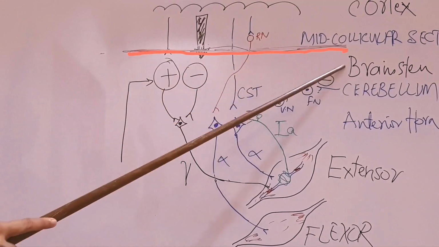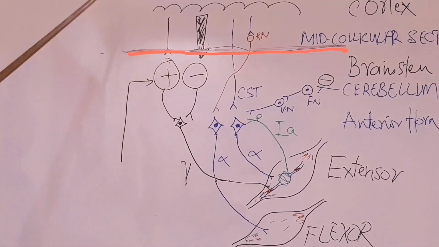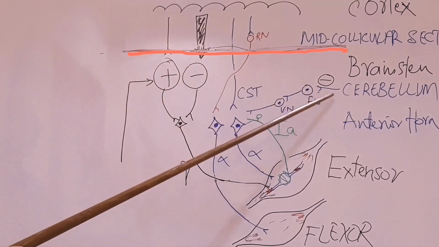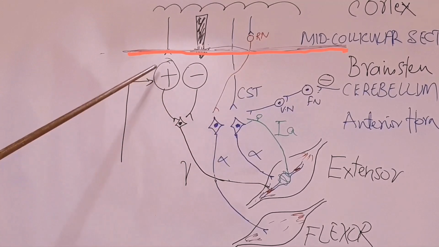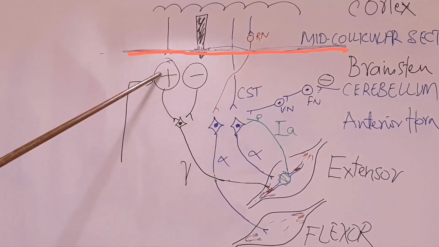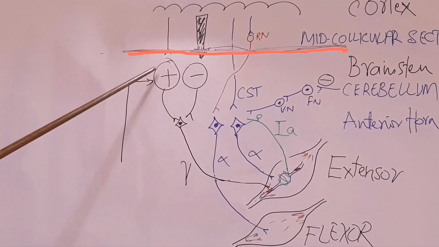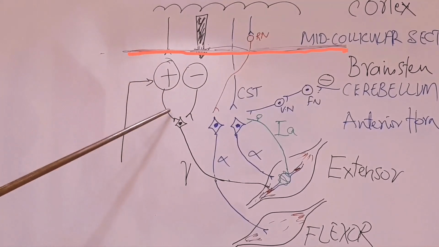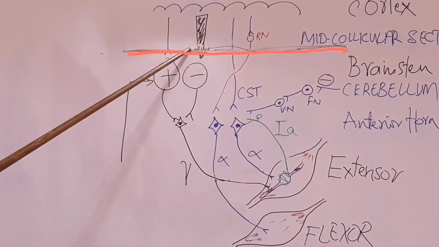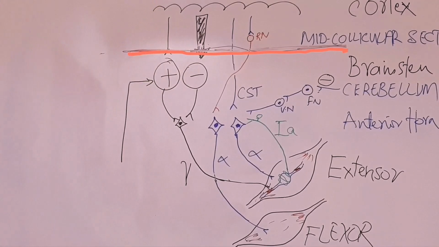Let's look at the mechanism of decerebrate rigidity. This is the level of the mid-collicular section, which cuts the cortical and subcortical inputs to the brainstem areas. Please note that the cerebellum is intact in this preparation. Brainstem centers are devoid of the cortical influences.